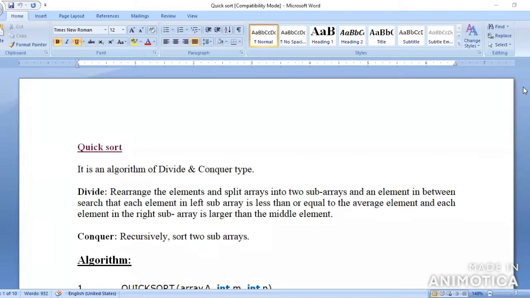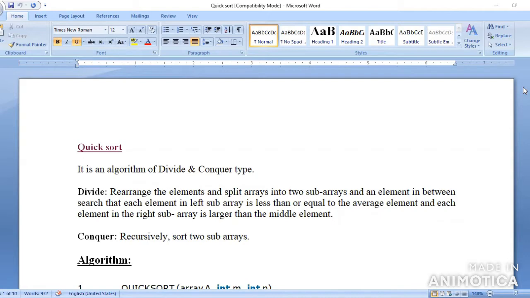In the divide and conquer strategy, what are the applications? Binary search, quick sort, merge sort, then Strassen's matrix multiplication algorithm. This is the basic thing. So in the previous class, we discussed how to calculate the complexity for divide and conquer methodology, then the applications of merge sort, binary search, and Strassen's matrix multiplication algorithm.